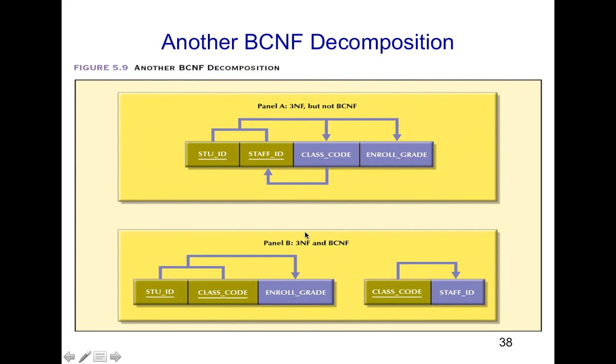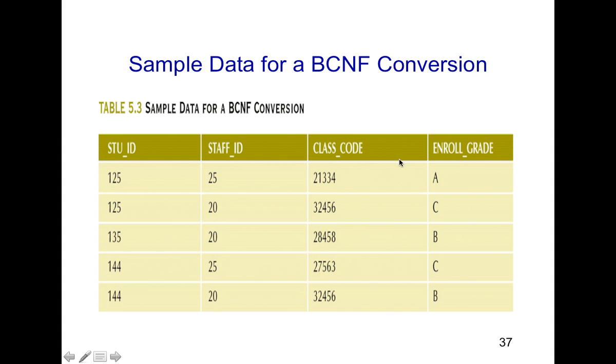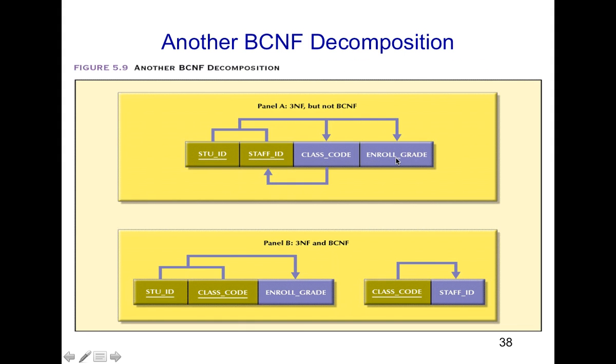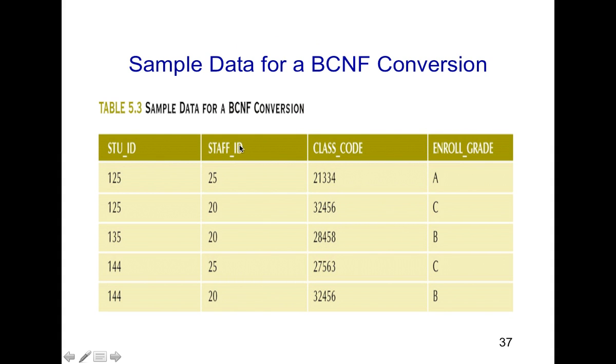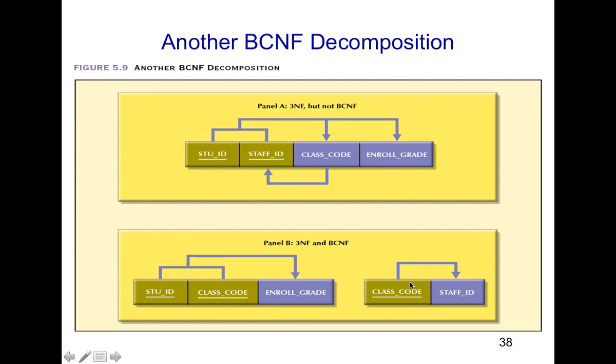If we do that, we get another third normal form but not BCNF example, where we have the student number, the staff ID, class code, and the enrollment date. That's these 1, 2, 3, 4 columns. And then we pull out student ID, class code, enrollment grade. And then we have the class code with the staff ID. So we're taking the class code and the staff ID, pulling it out. So instead of 4 columns in one table, we have 2 and 2. It's really 3 and 2, because we have to link this table with the class code.